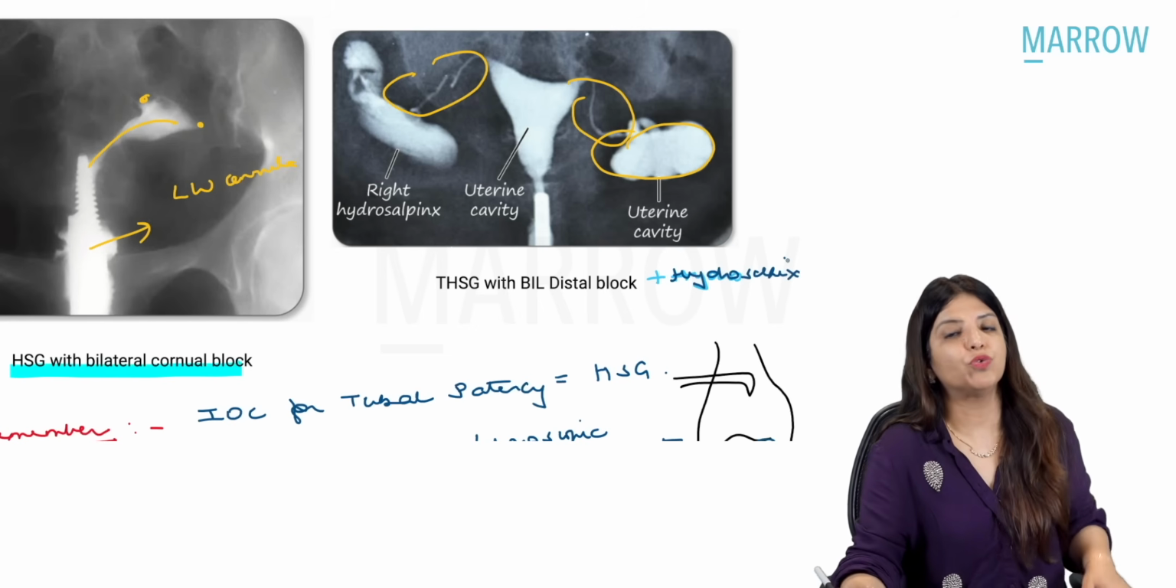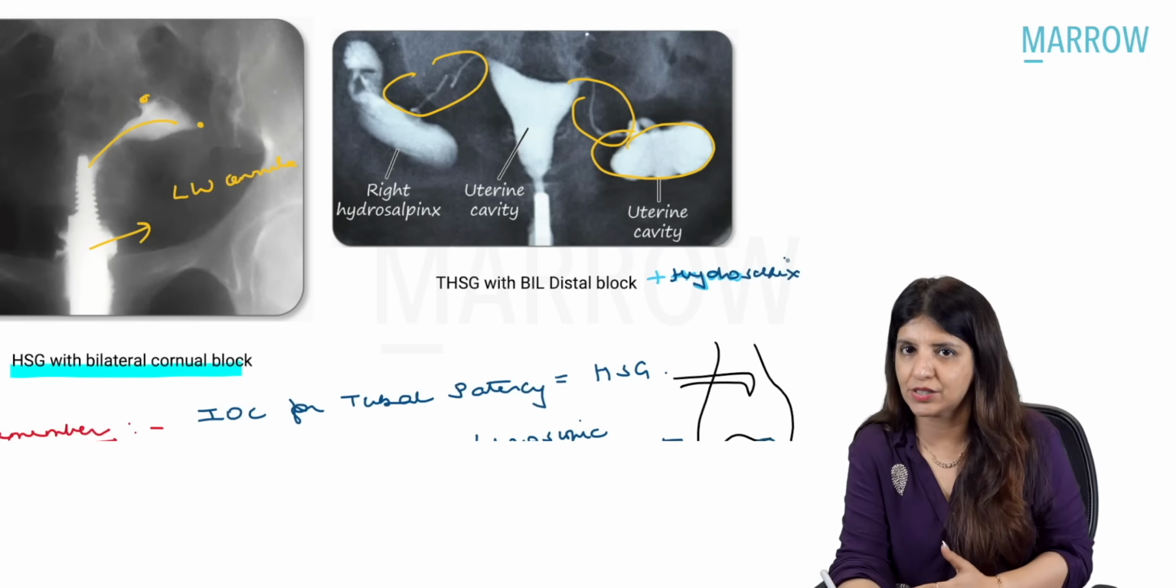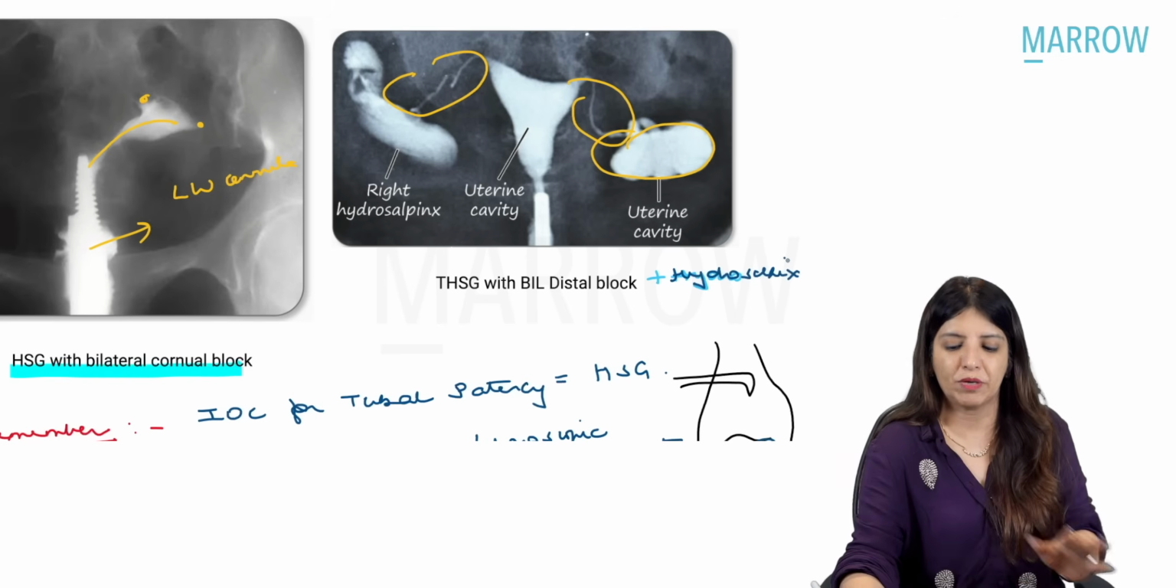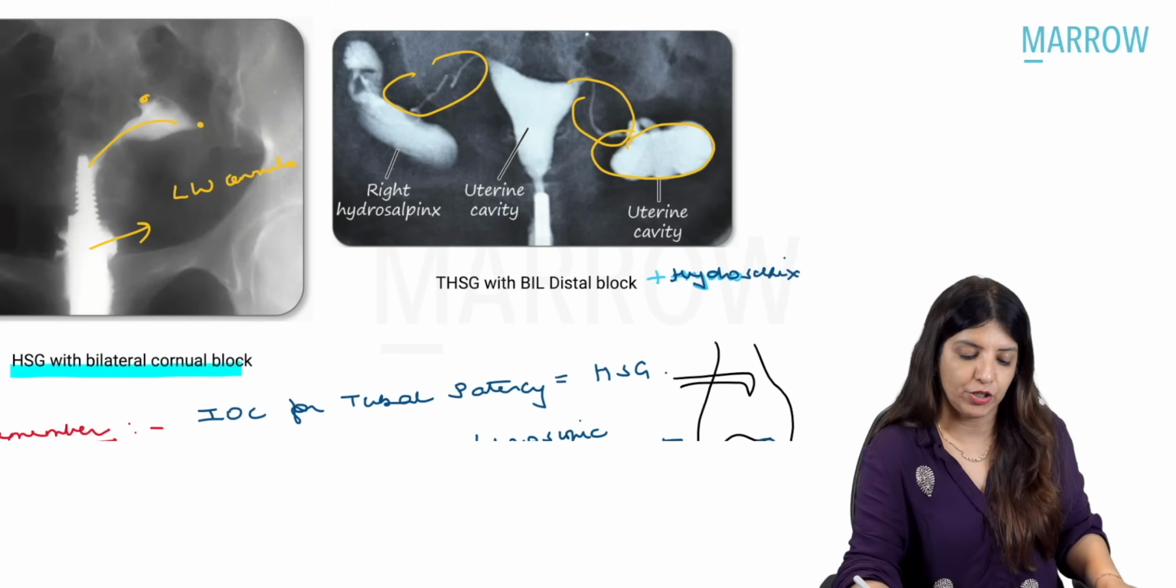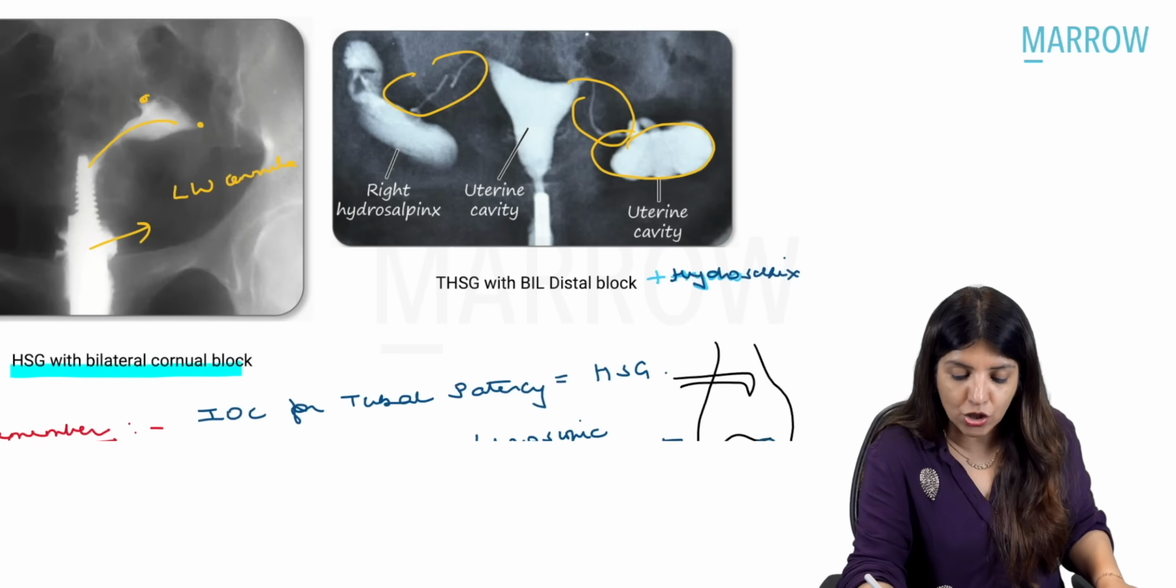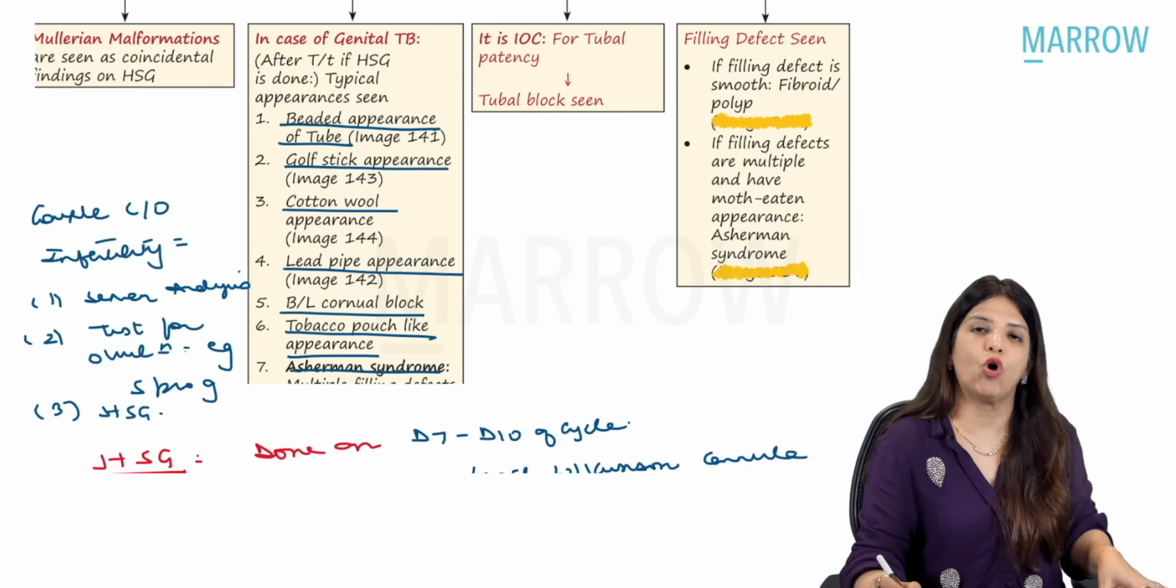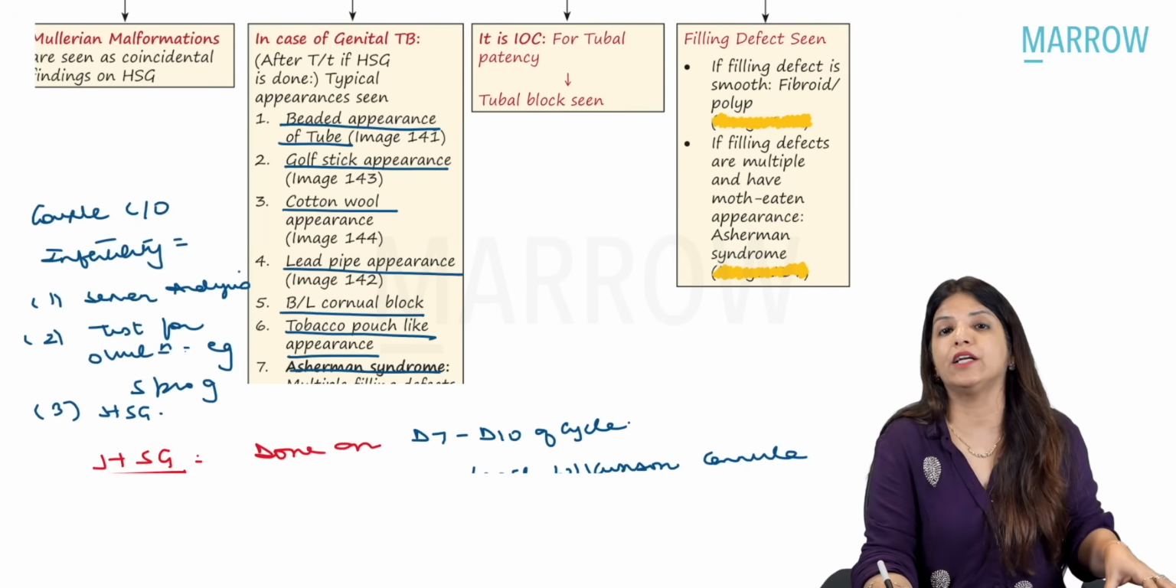Again, if they show you this image and they ask you what is the next step, the next step has to be laparoscopic chromopertubation. Then another use of HSG is that on HSG you can get filling defects.